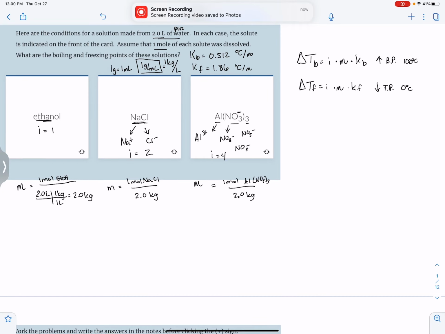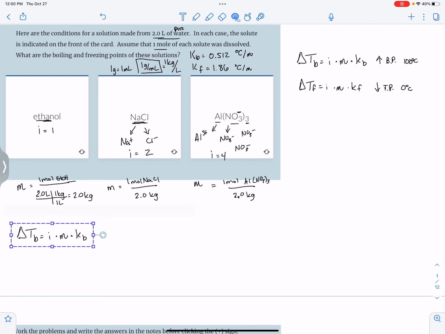So the first thing it wants to know is what are the boiling points, and then it wants to know the freezing points. So I'm going to use this boiling point equation right here. And I'm going to make sure that I'm grabbing the KB. That's the most frustrating thing when you work everything correctly, but you grab the wrong constant. 0.512 degrees Celsius per molality. And in fact, that is the same equation for the next one also.